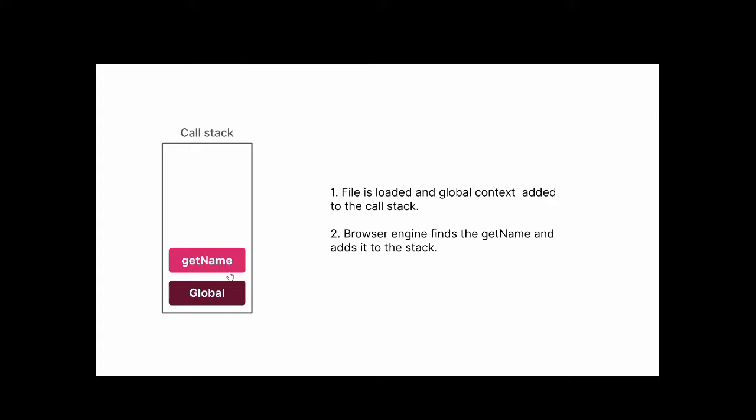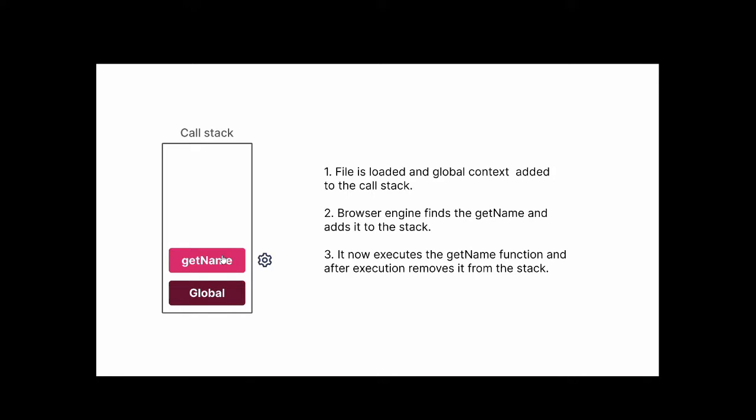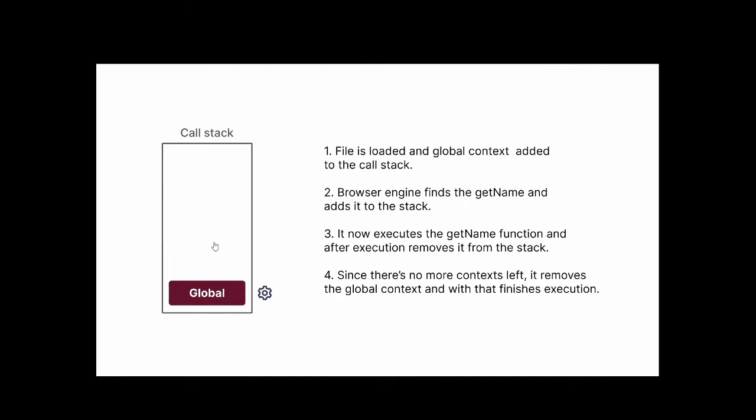So in our example, we had a getName function. When this function was invoked, an execution context was created for this function, which was then pushed to the call stack. Since there were no other function invocations in our file, this function was then executed and then removed from the call stack. Once this is done, the only thing that's left would be the global execution context. Whatever is left in this context will be then executed and then removed from the call stack.